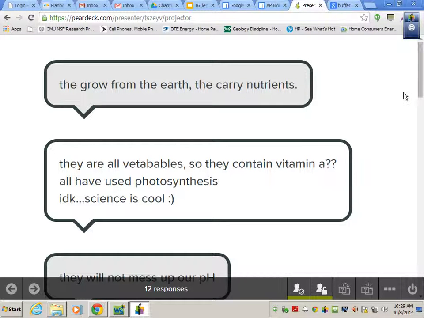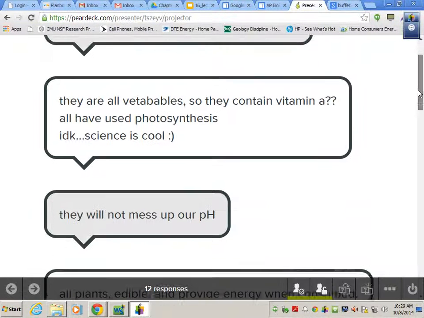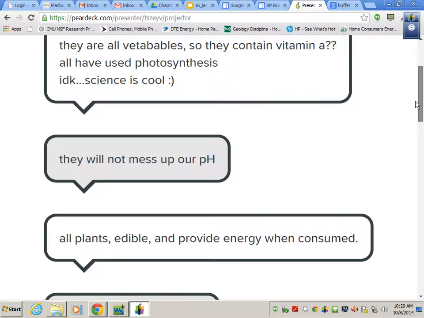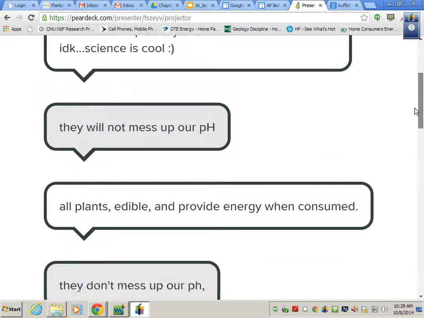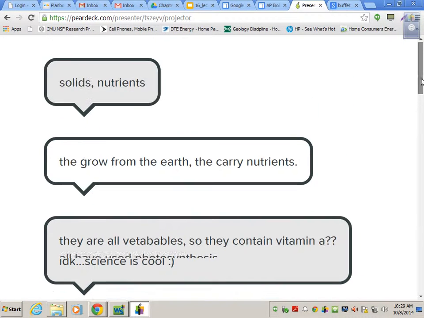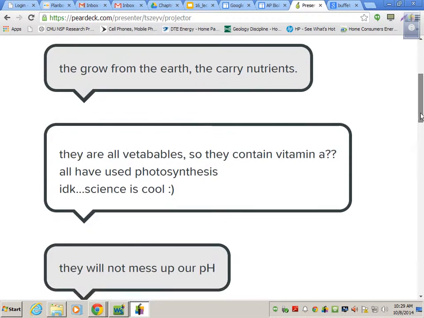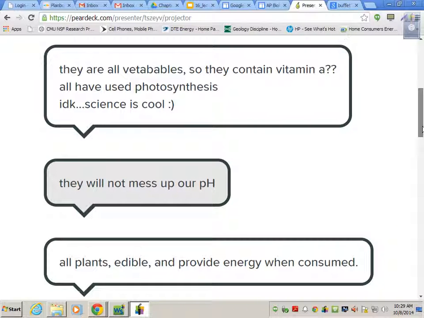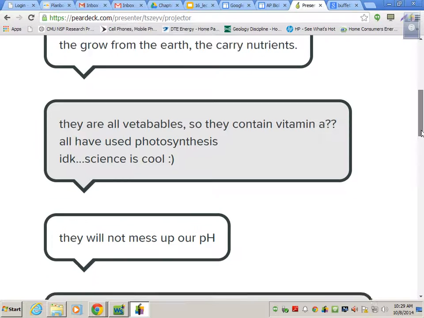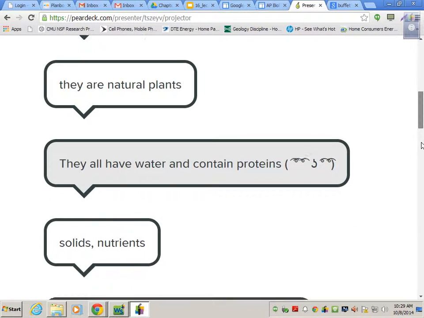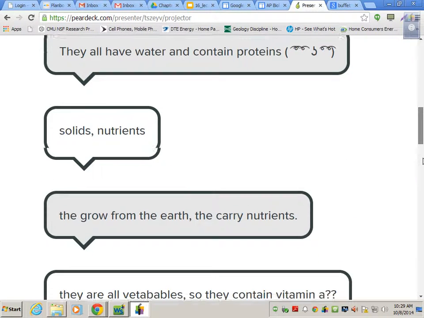They grow from the earth and they carry nutrients. They are vegetables, so they contain vitamin A. All have used photosynthesis. Science is cool. Yes, it is. Anytime you write that, it's okay, whatever you wrote before, right? Maybe. Don't start doing that. Oh, no, they're all doing it, though. All right. They have water and contain proteins.